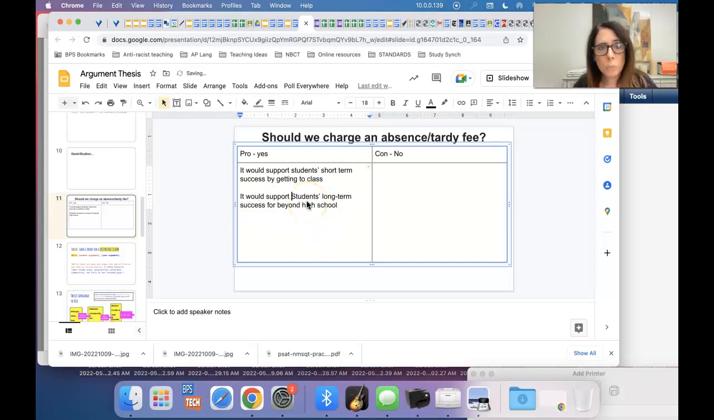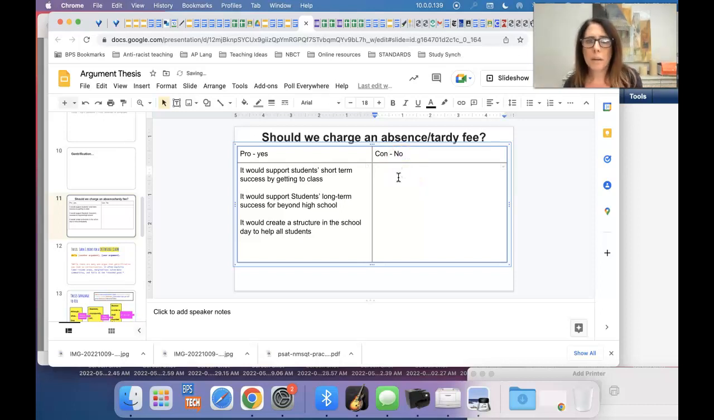And then let's think of a real quick, what's another pro? I mean, this is off the top of my head. It would create a structure in the school day to help all students. Okay, those are my three. Again, do I necessarily think those things? It doesn't really matter. Okay, so con, off the top of your head, should we create an absence or tardy fee? I want you to pause the video and think of 3 reasons why no, we should not have an absence or tardy fee.